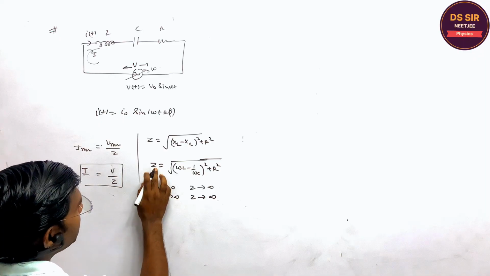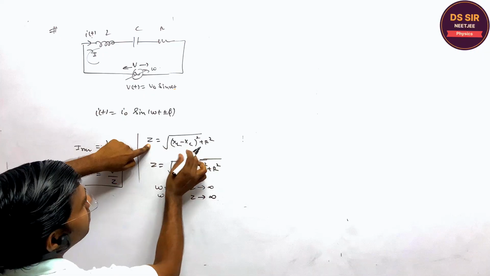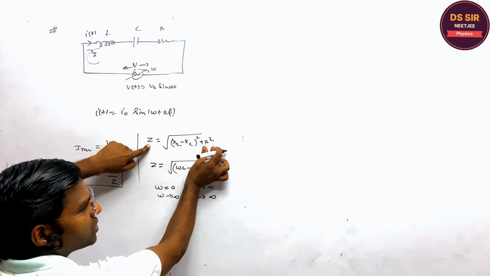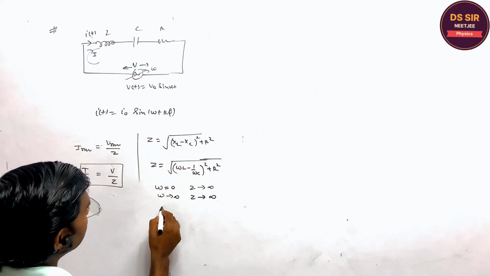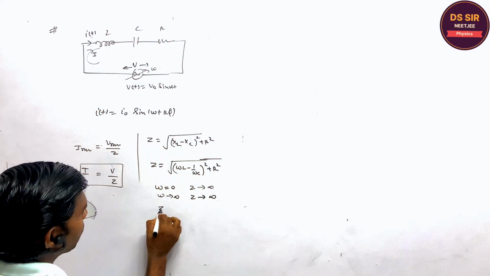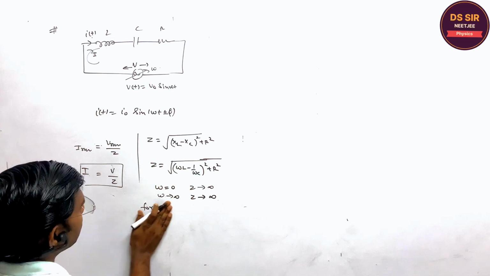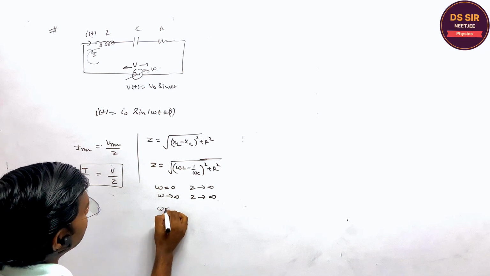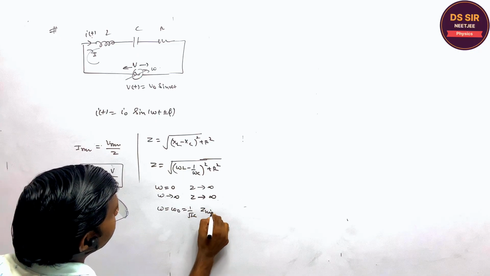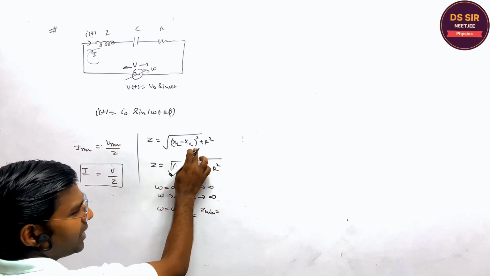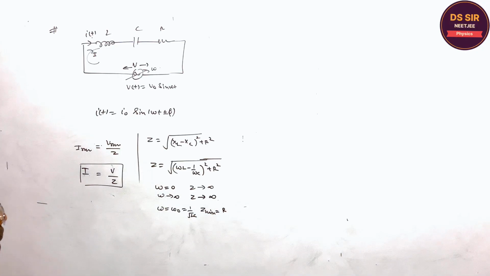What is the minimum? Listen, Z is equal to this square plus this square. So this is positive plus this is also positive. This is constant, but this is the variable. So for Z minimum, are you getting or not? For Z minimum, omega is equal to omega naught, which is equal to 1 upon root LC. What is the minimum value of Z? XL and XC become equal, and it is R. Do you understand this or not?